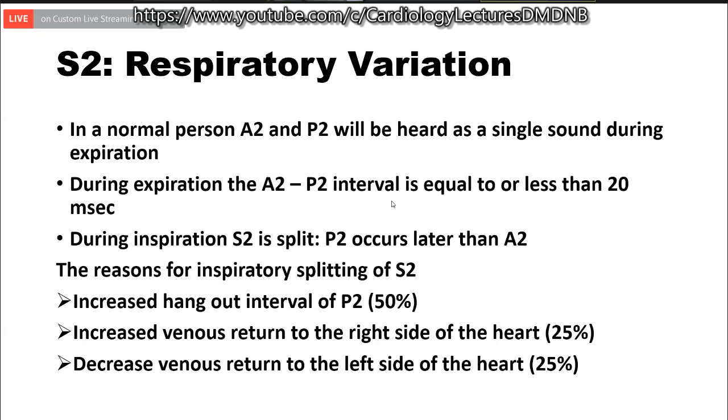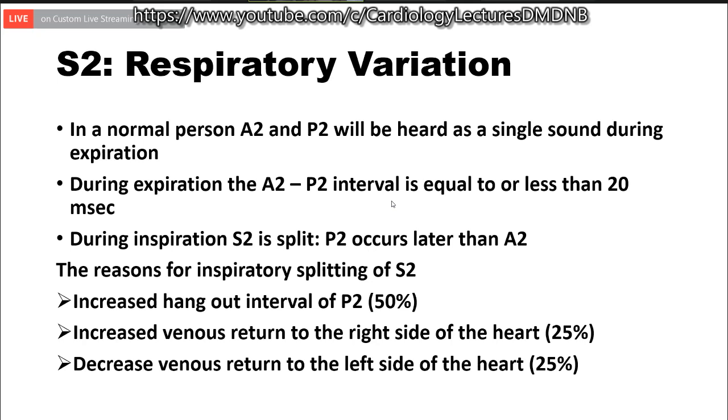Stretching of the pulmonary vasculature. Stretching, all right, but you have to give the hemodynamic parameter. What is the hemodynamic parameter which will result in a longer hangout interval? Why is it that in the pulmonary artery the hangout interval is longer than the aortic hangout interval? Why is it so? Compliance of the pulmonary circulation is more. So as compliance is more, the ejection of blood from the right ventricle to the pulmonary circulation takes more time than in the systemic circulation. No, that's not correct.